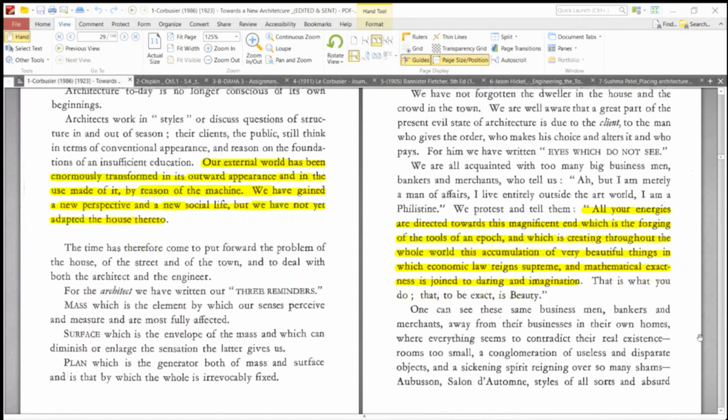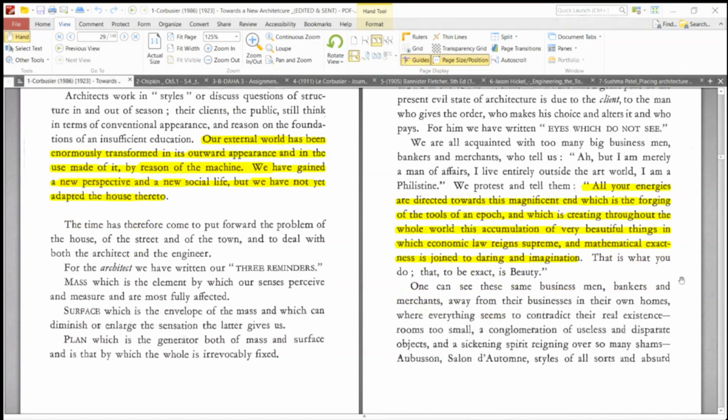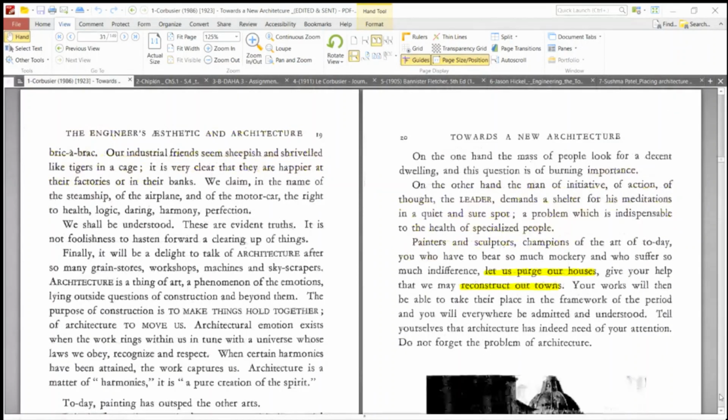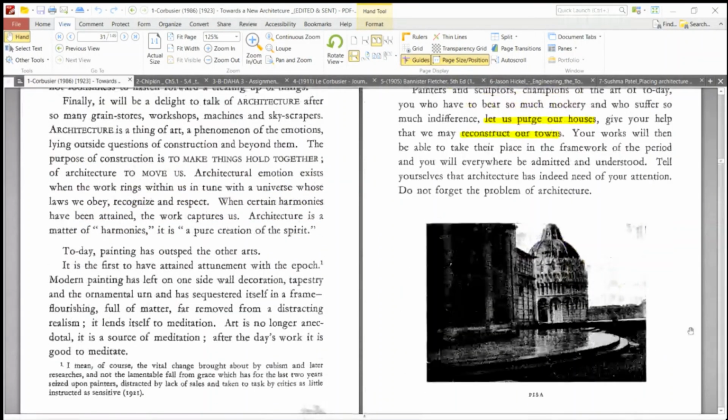And then he gives his advice to architects. He says, all your energies, in other words, must be directed towards this magnificent end, which is the forging of the tools of the epoch, and which is creating throughout the whole world this accumulation of very beautiful things in which economic law reigns supreme and mathematical exactness is joined by daring and imagination. Okay, very lyrical stuff. Let us purge our houses, reconstruct our towns.